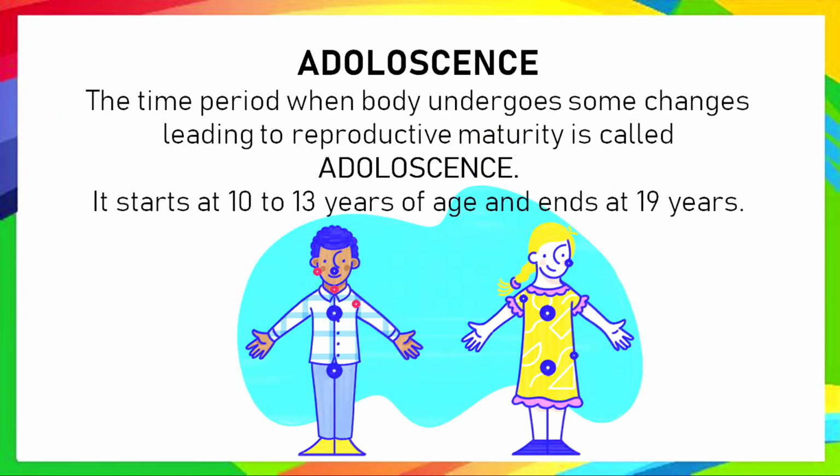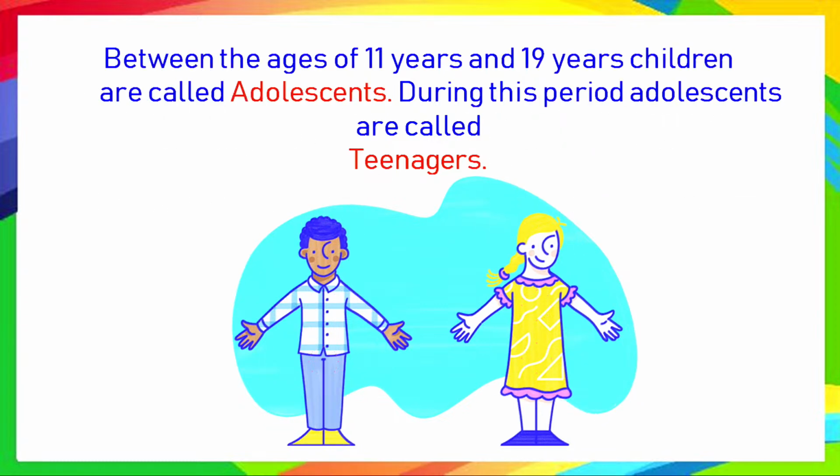Now, the term adolescence, as we are talking about, is the time period when the body undergoes some changes leading to reproductive maturity. This is called adolescence and it starts from 10 to 13 years of age and it will end at 19 years. Between the ages of 11 years and 19 years, children are known as adolescents. During this period, adolescents are also called teenagers or teens.